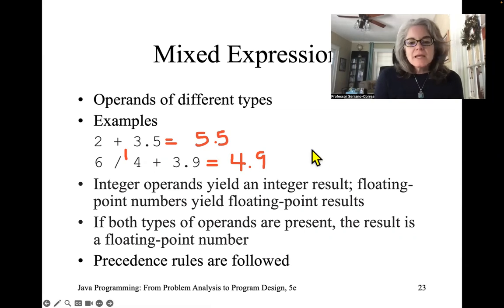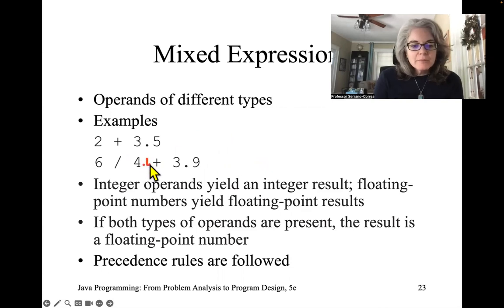Now, let's erase this, clear this. If I were to make this 0.0 like that, then it would give me a 1.5. So if I make one of these floating points, then I'll get back a floating point number. So then it would give me 1.5 plus 3.9.